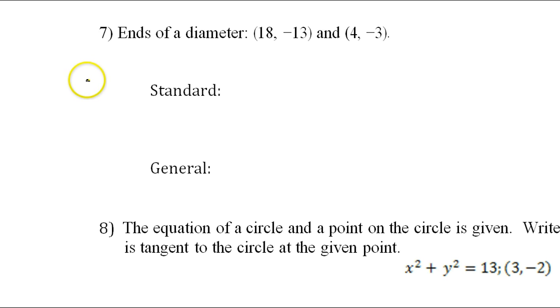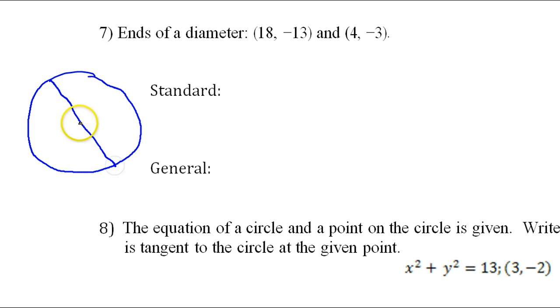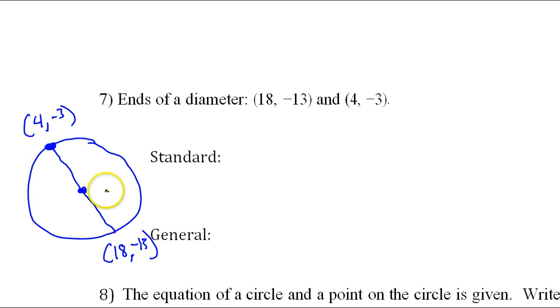Okay, so picture this right here, because this problem is talking about the diameter of a circle. A diameter is a chord going right through the center. So imagine that this side was the point (4, -3), and this was your (18, -13). Well, what we really need is the radius, so we can write the equation. But we will have to start off with the diameter, since that's what we're given. To find the diameter, we will use the distance formula.